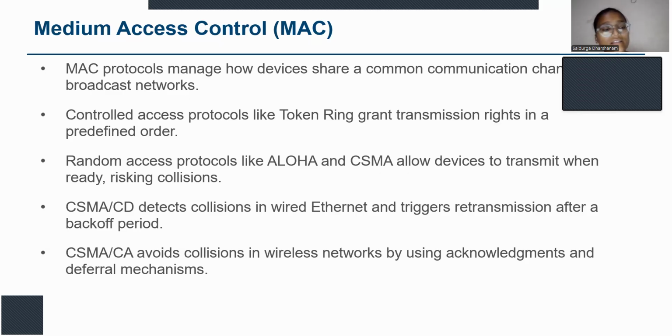Medium access control manages how devices share a common communication channel. Controlled access protocols like token ring grant permission in a predefined order, and random access protocols like ALOHA and CSMA let devices transmit when ready, risking collisions. CSMA/CA avoids collisions in wireless networks by using acknowledgements and deferral mechanisms.